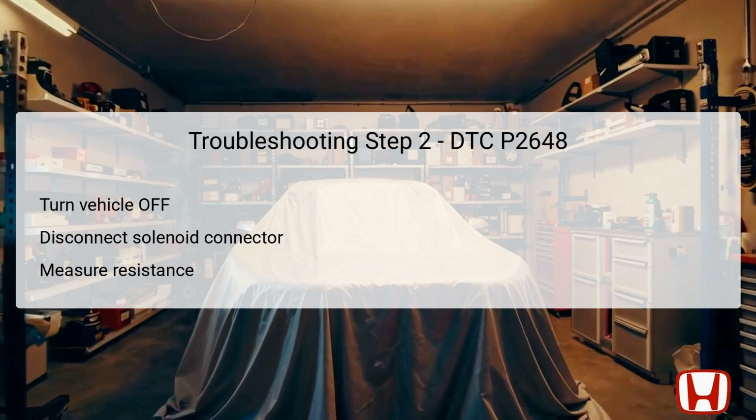Ensure that the measured resistance falls within the specified range of 14 to 30 ohms, as this indicates the solenoid is functioning properly. If the resistance does not meet this specification, replace the rocker arm oil control valve, as a faulty solenoid is likely the cause of the low voltage condition.